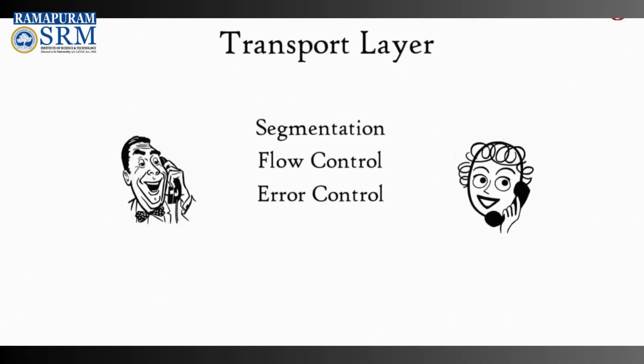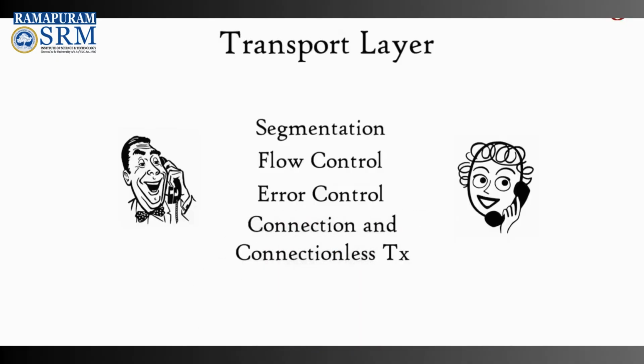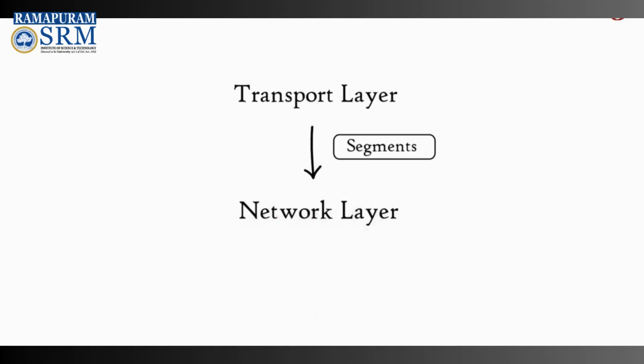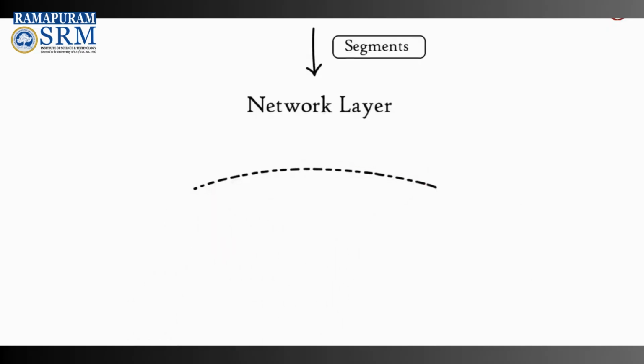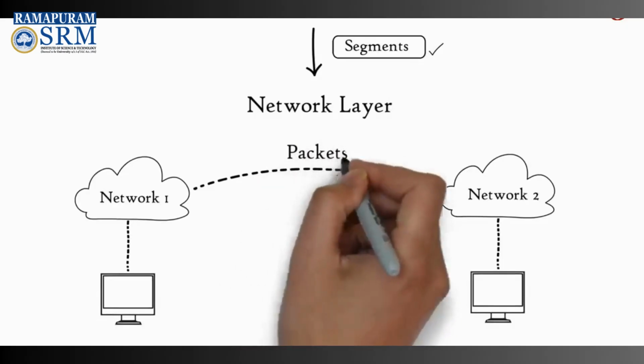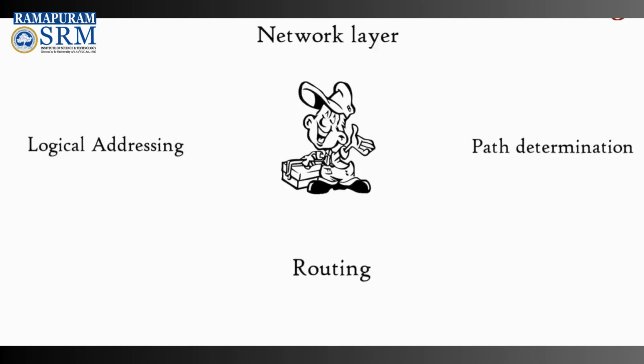So, transport layer is involved in segmentation, flow control, error control, connection-oriented and connectionless transmission. Transport layer passes data segments to the network layer. Network layer works for the transmission of the received data segments from one computer to another located in different networks. Data units in the network layer are called packets. It is the layer where routers reside. The function of network layer are logical addressing, routing and path determination.